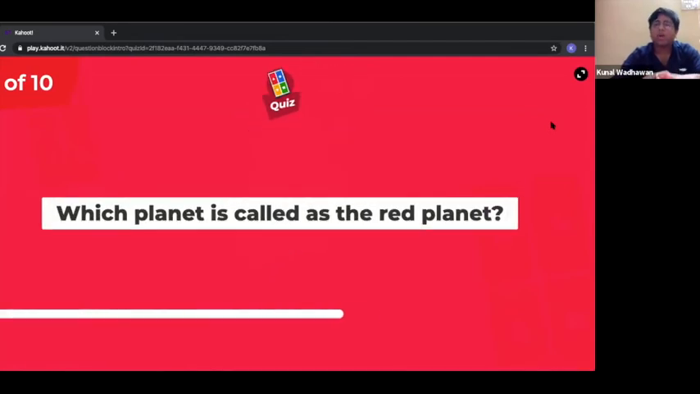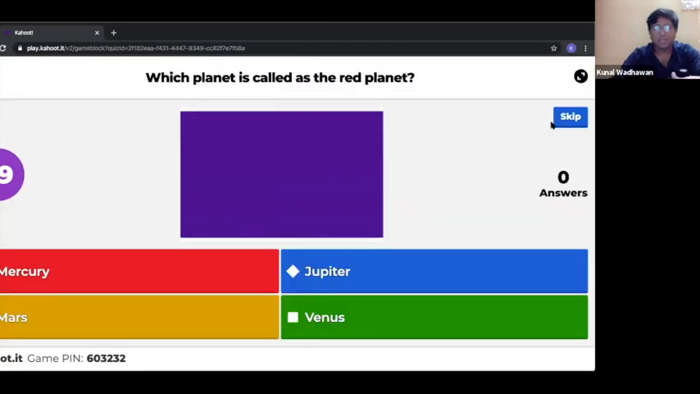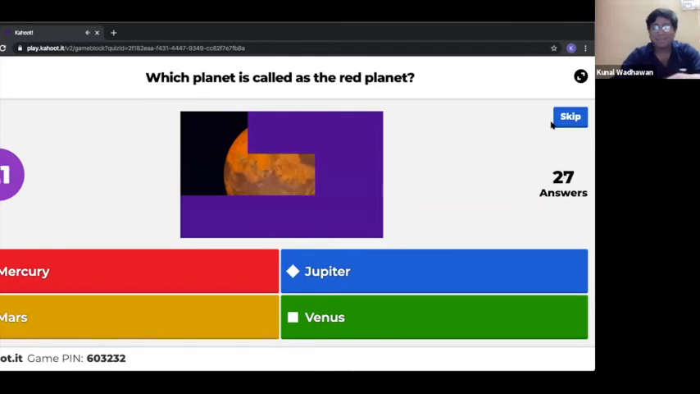Which planet is called the red planet? Ye to aana chahiye sabko, hai na? There is a hint also on the screen. Oh, wow. Very nice. Abhi to hint bhi nahi pura hua. And the children have started to answer. Good. Abhi bhi kuch bache hai.